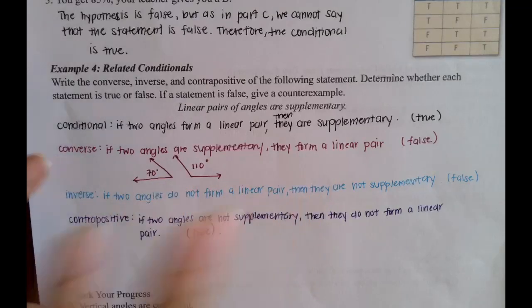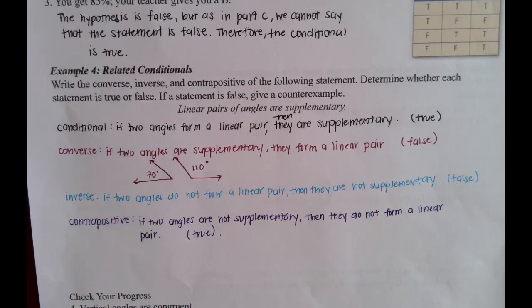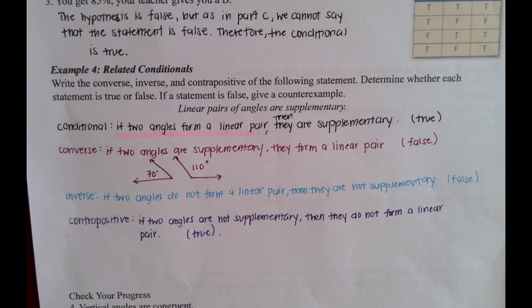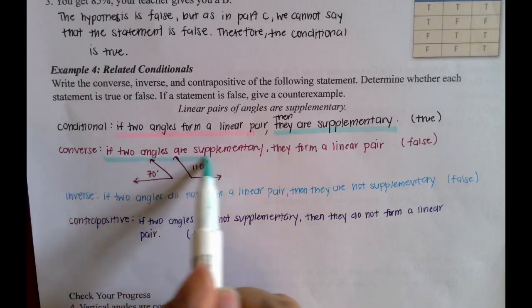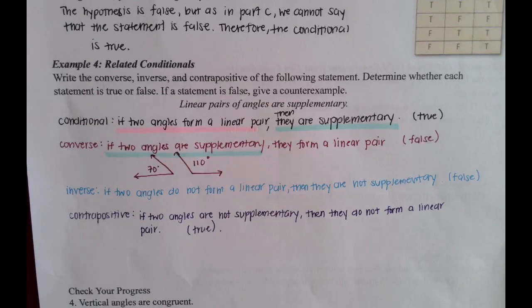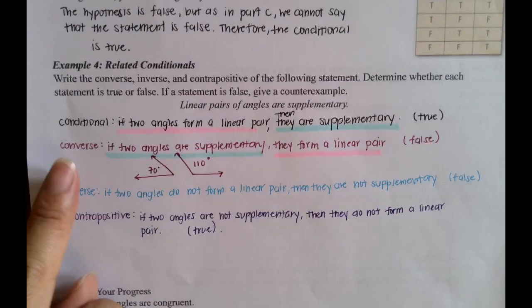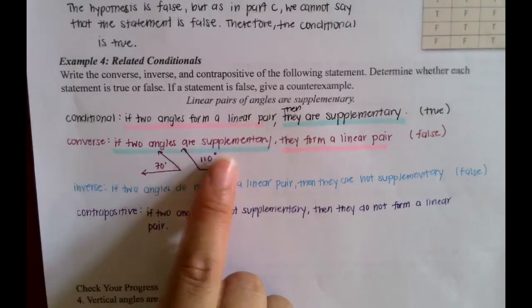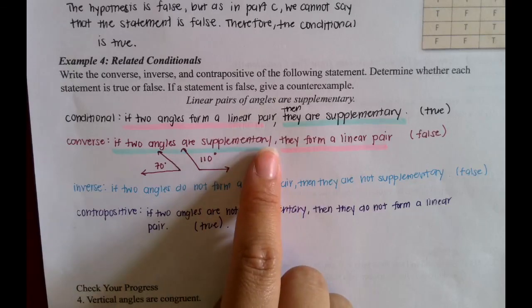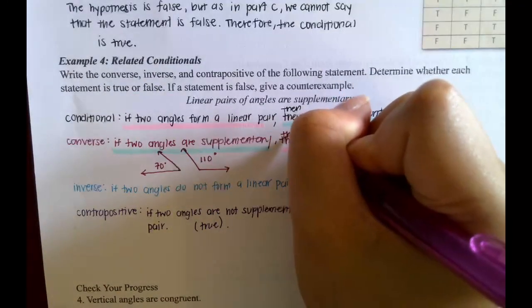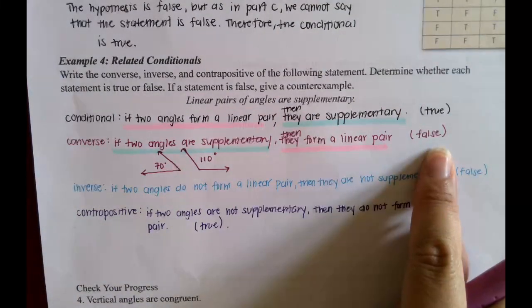The converse will flip them. So what happens is this part was here, and this part is here. And now they switched orders, right? So the converse is if two angles are supplementary, then they form a linear pair. This is false.